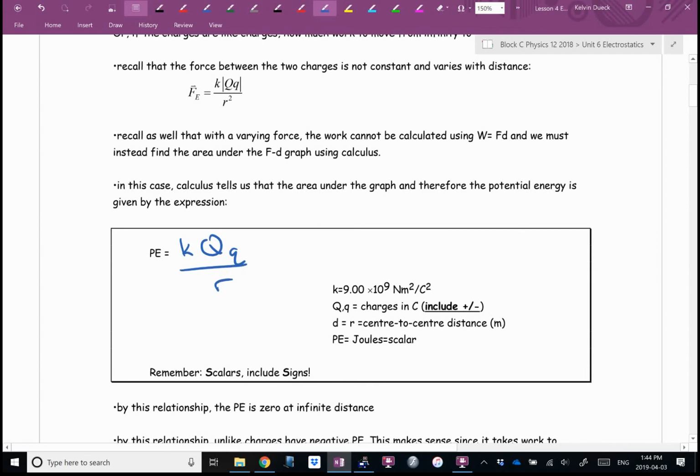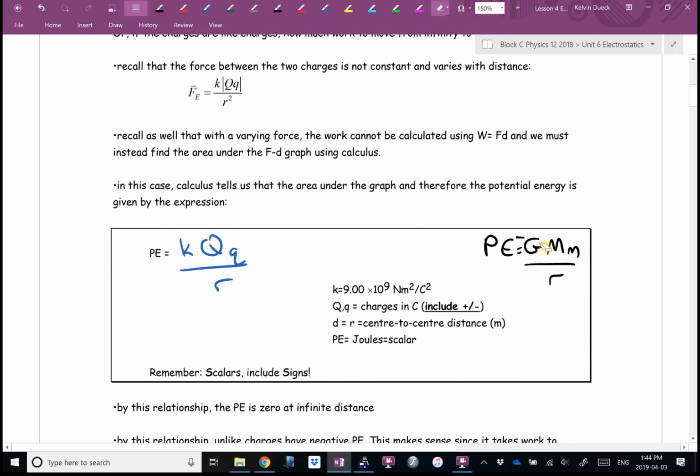Or K Q1 Q2 over r. You might compare that with gravitational potential energy, which was big G, big M, little m over r, but negative. And you'll notice, Lorenzo, they kind of look the same, similar. Constant there, a constant there. Charge, when we're talking about electricity, seems to behave mathematically really similar to the way mass behaves when we're talking about gravity. Not an r squared, not an r squared.